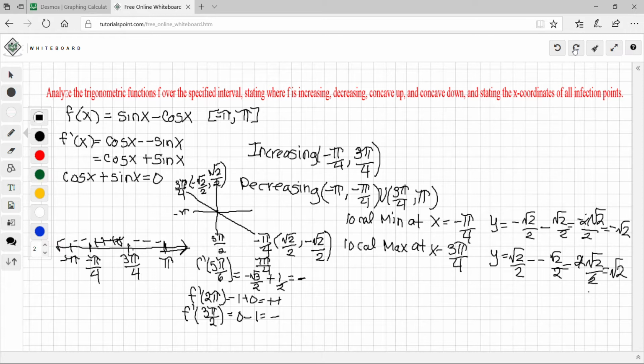Okay, so we found our increasing, decreasing, and our local min and local max. Now we have to find concave up, concave down, and our inflection points. In order to do that, you have to take the second derivative. So let me erase some of these.